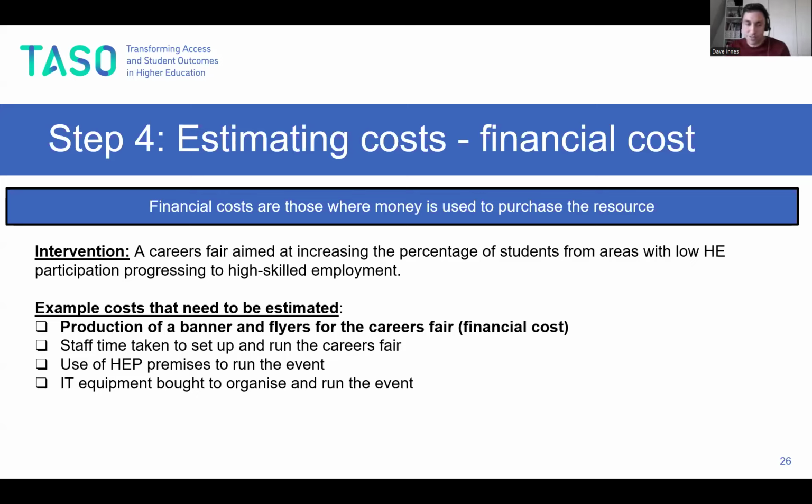Now, the first of those, the production of banners and flyers, is a financial cost. As I said on the previous slide, that is because a financial cost is where money is directly used to purchase the cost. So if we want to estimate the cost of banners and flyers, it's actually fairly easy. We might go into intervention accounts, or maybe have to discuss with the finance department. But let's say we could just directly identify that. So the financial cost, that one was £300.